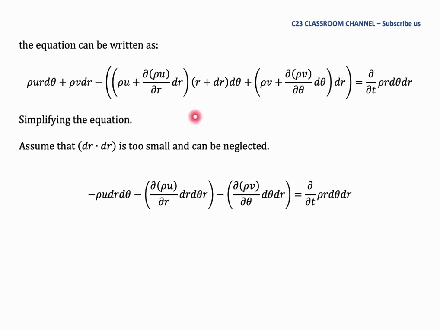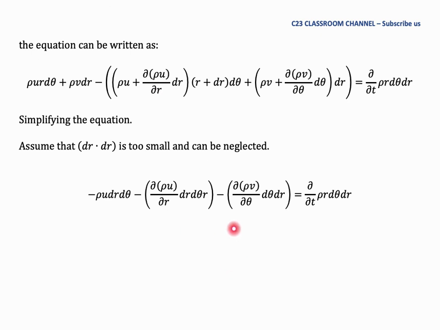Then the equation can be written as this one. So we expand this equation, and we assume that, for example, if you have dr times dr, the value of dr times dr is too small, and we could neglect it. So finally, after we expand these terms, we could get the final term as this one. I hope you could try this at home, and I believe that you can do it. And please be careful when you try to expand this in terms of partial derivatives.